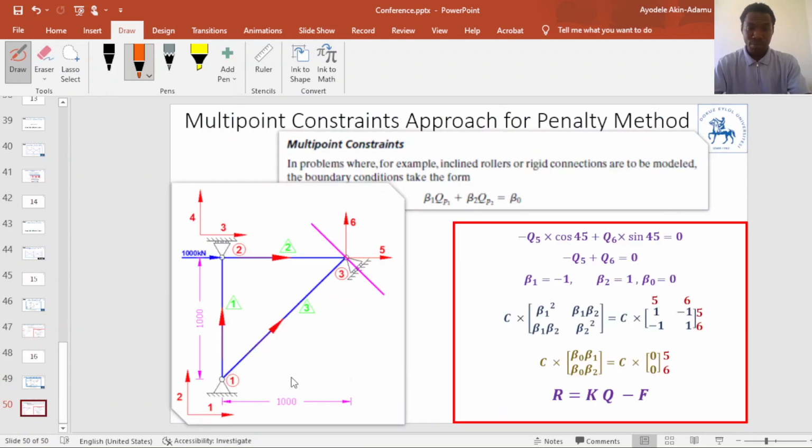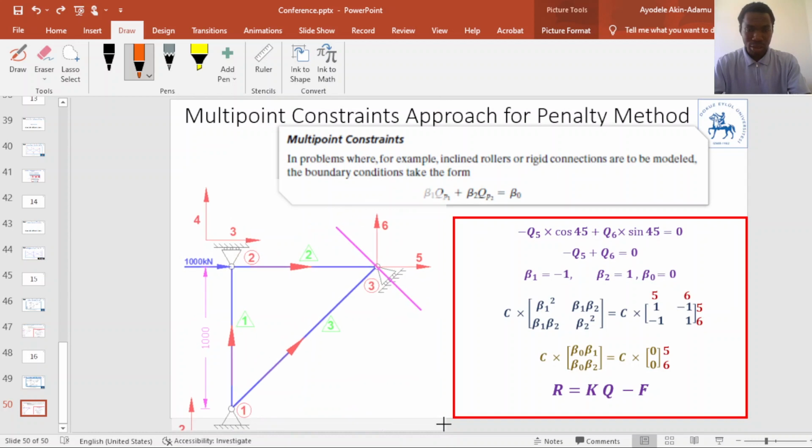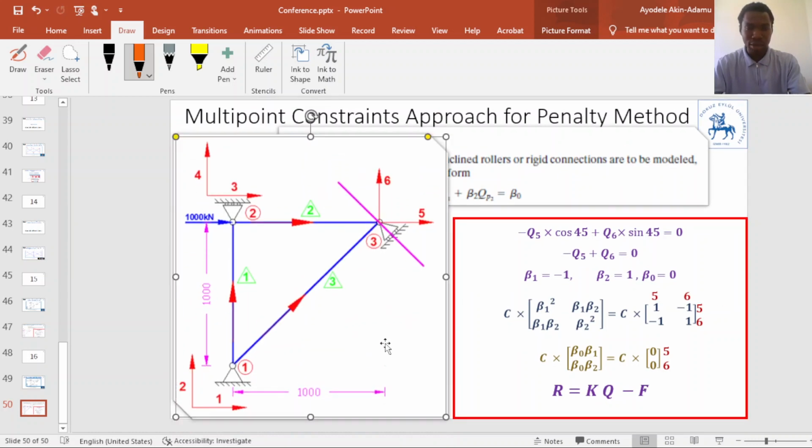To solve this problem, the first thing we need to do is to define our finite element model. The finite element model for this problem is illustrated in this image. I labeled the three members as element 1, element 2, and element 3 with the green triangle numbering. You also need to number the nodes, so I numbered the nodes with red circles: node 1, node 2, node 3.